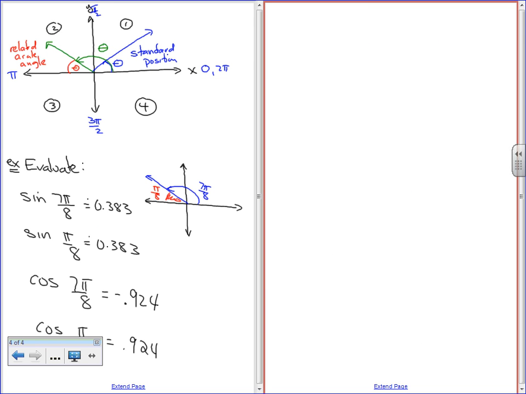So that leads to the CAST rule. Okay? And again, the CAST rule is something you would have learned last year. The CAST rule tells me which ratios are positive and in which quadrant.